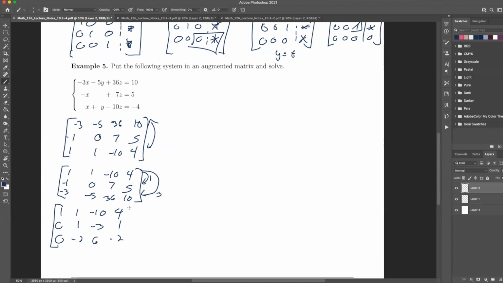All right. I already have a 1 here, right? That 1 is achieved. So I just want to put a 0 here. How are we going to do that? I'm just going to add 2 of this row to that row. All right, so let's do that. So here I'll have 1, 1, minus 10, 4, 0, 1, negative 3, 1. And then if I add 2 of this row, notice this is 0, this is 0, this is 0. So I get a whole 0 row here.